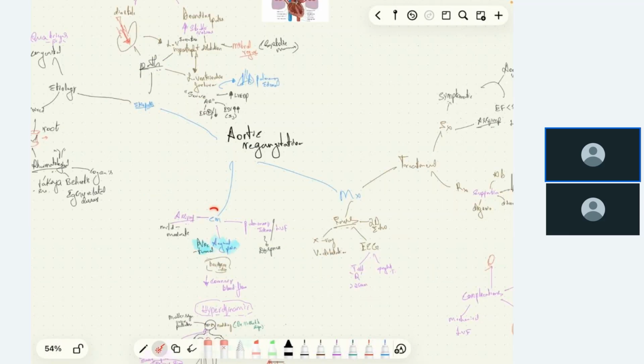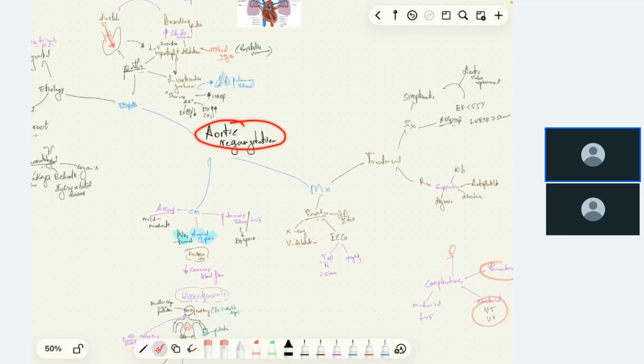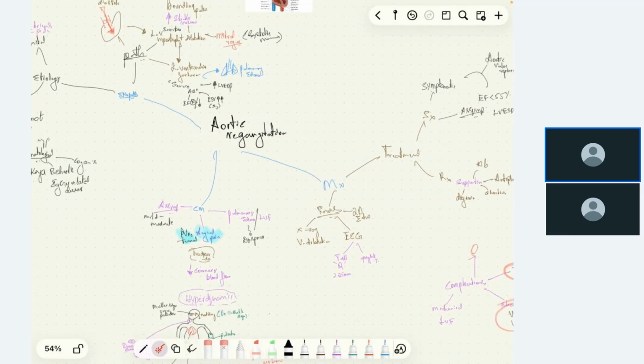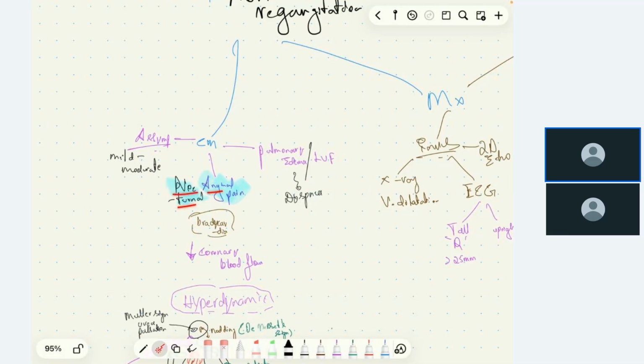What are the clinical manifestations seen in aortic regurgitation? The mild to moderate cases of aortic regurgitation are usually asymptomatic. The severe cases of aortic regurgitation will have features of left ventricular failure. Characteristically, in aortic regurgitation, we see nocturnal anginal pain. Why nocturnal anginal pain?